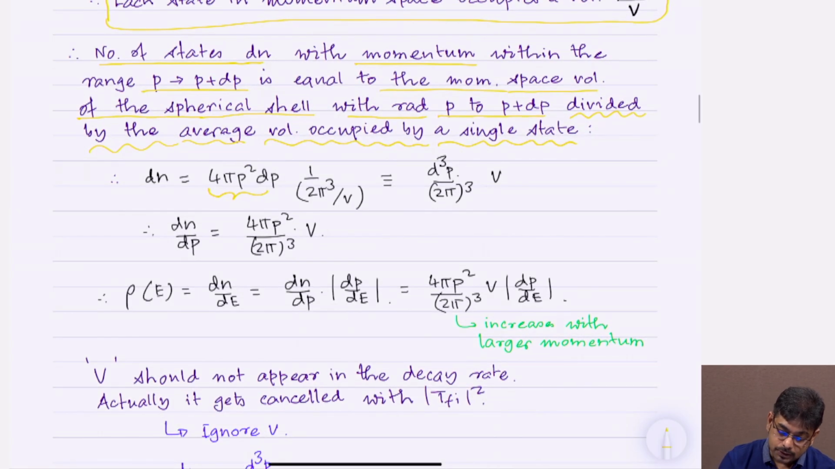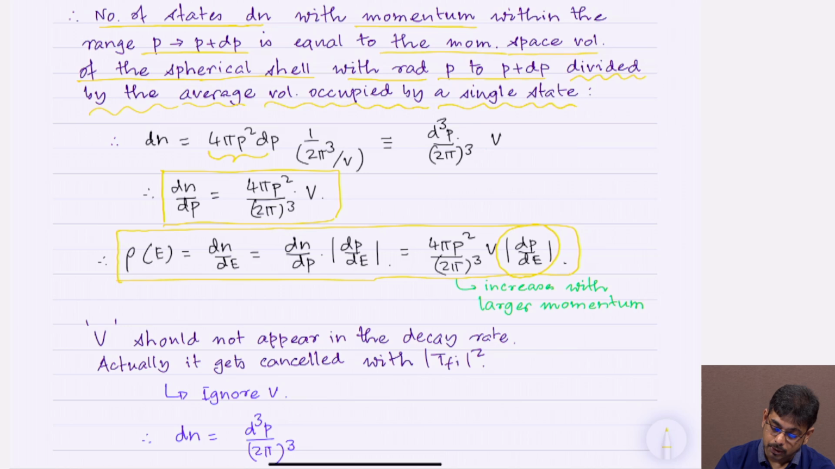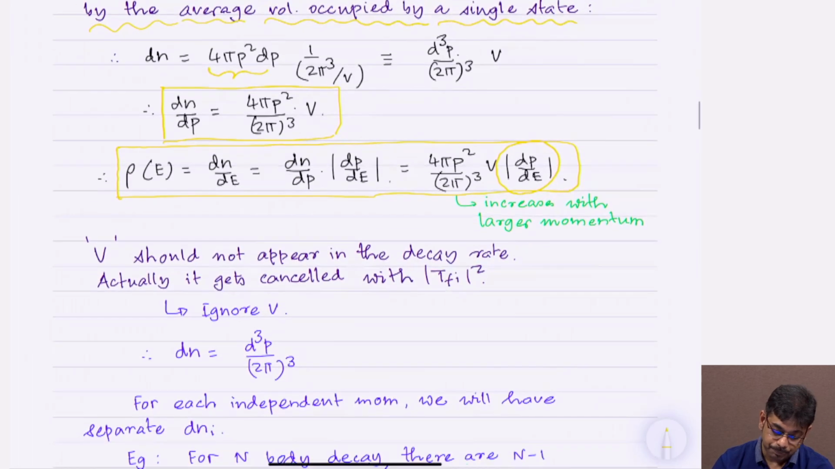On the other hand, I can also say that this dn/dp is essentially 4 pi p squared by (2 pi)^3 into V. Or rho(E), which is there in Fermi's golden rule, is dn/dE, which you can say is dn/dp into dp/dE, and this can be calculated for any particle that is being produced, provided you know how dp/dE is there. So, this is 4 pi p squared by (2 pi)^3, V, mod of dp/dE.